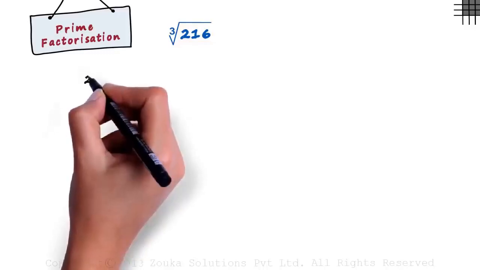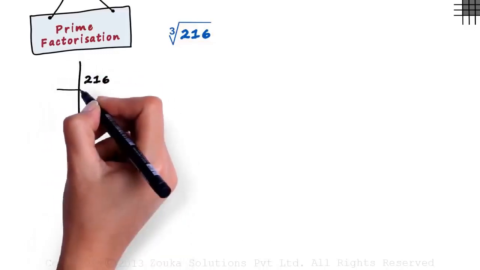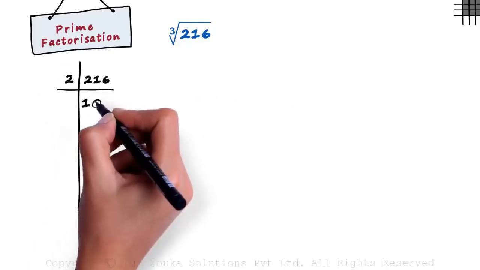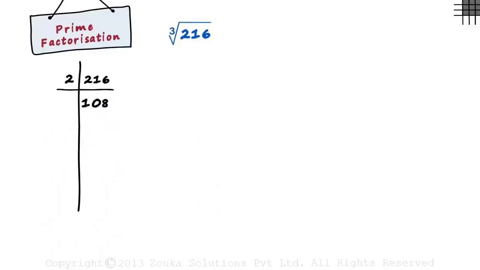Our aim is to reduce this number to its prime factors. We write the number here and draw lines like these. Now we think of one prime number that is a factor of 216. We know that 2 is a factor of 216, so we write a 2 here and we divide 216 by 2 and write the quotient here, that is 108. 2 multiplied by 108 gives us 216. So we continue with the same procedure.